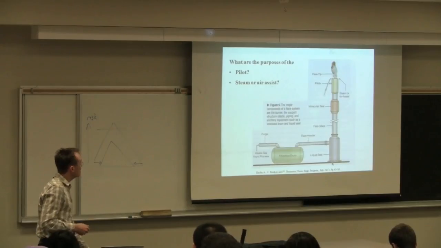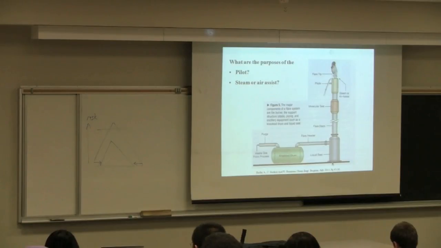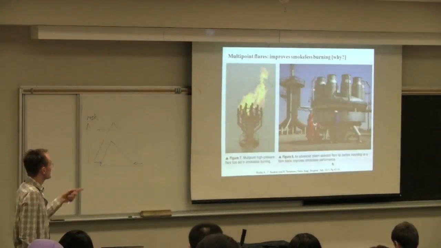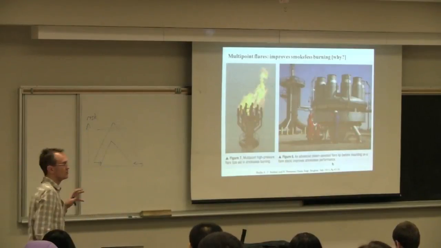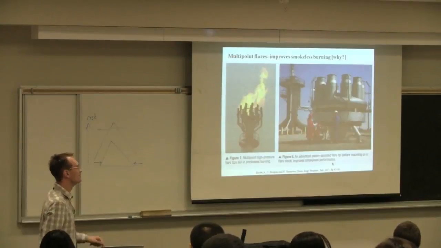Steam assist is an interesting one. To get a smokeless flame, we inject steam. It's counterintuitive, but we take high pressure steam and inject it into the flame, which gives the flame more momentum and creates a longer flare. Why would you want a longer flare and a bigger flame? Which is more oxygen? Yeah, it's purely for mass transfer of oxygen. That is also the reason why, if you look at this example of a flare, you see multiple points of burning, so that you've got greater oxygen capacity to come in and keep it going.